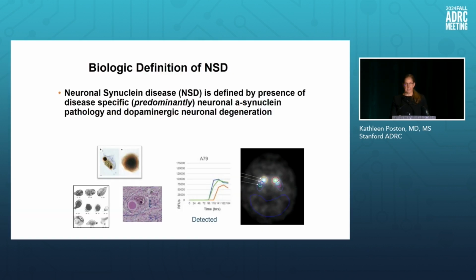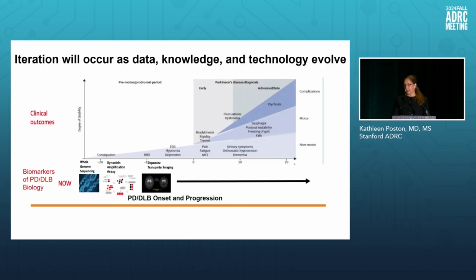And so with this, my colleagues and I put forth this proposal of a neuronal synuclein disease, which simply was defined by the presence of individuals who had this predominantly neuronal alpha-synuclein and dopaminergic neuronal degeneration, simply letting us for the first time try to identify living patients who might have what we would expect at autopsy to be called Lewy body disease. That really was the purpose of this entire process, to simply start this.